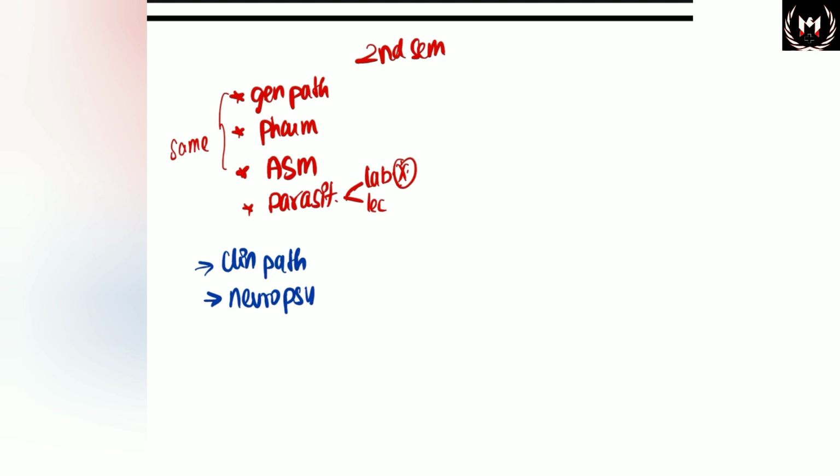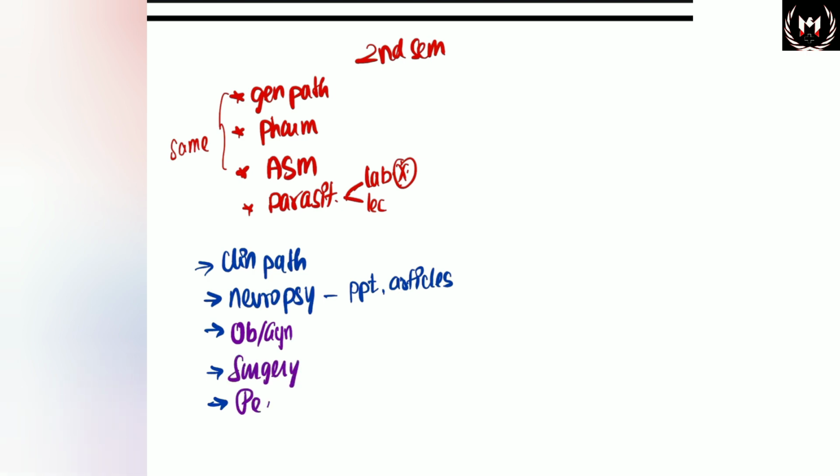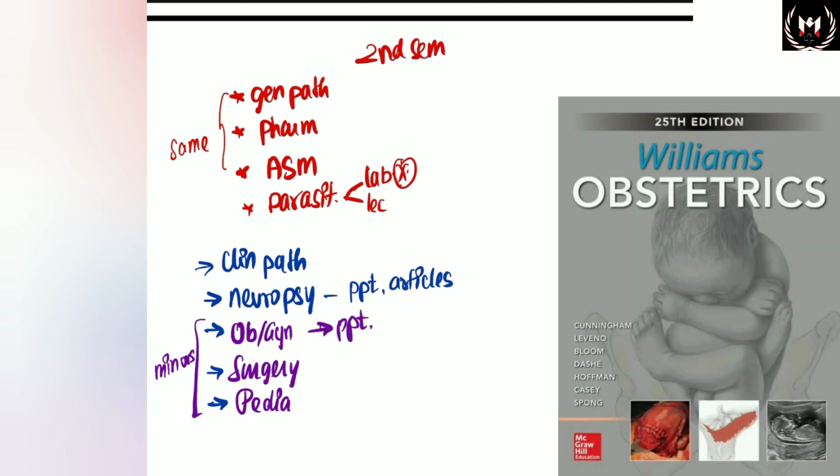Instead of neuroscience, you will be having neuropsychiatry, the same as what I told for first semester. For neuropsychiatry, you have to study the PPT and articles. So spend time on this subject also. And you will have three minor subjects this year, which will become your major subjects in third year: OB and gynecology, that is obstetrics, then surgery, then pediatrics. These three subjects will be much more important in third year, but try to cover as much as possible. For OB, the PPTs and the highlighted words from the book will be important.